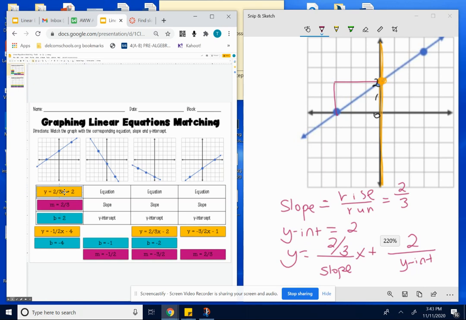It looks like you have 7 more problems. You want to look at the line. You want to find the slope, thinking rise over run. Find the y-intercept. Think about where the line crosses the y-axis. And then find the equation by putting the slope in front of the x and the y-intercept at the end after the plus.